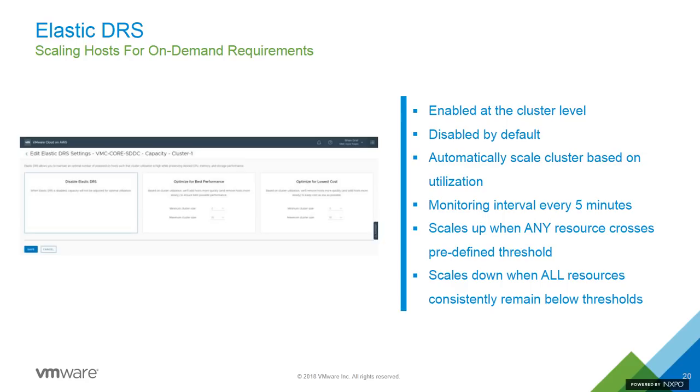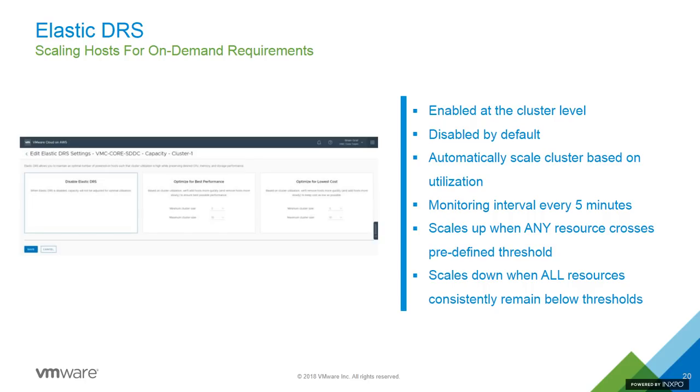Really how that works is, at the cluster level, you can enable this. As you can see here, it's disabled by default. It will automatically scan every 5 minutes, just as DRS has done in the past, and monitor the utilization of the resources. It will scale up when any of the resources we've talked about, the CPU, the memory, and the storage, are exceeding the thresholds. But it will only scale down when all of the resources are consistently below the specified threshold.